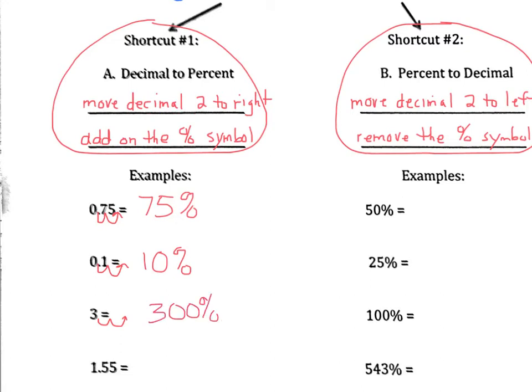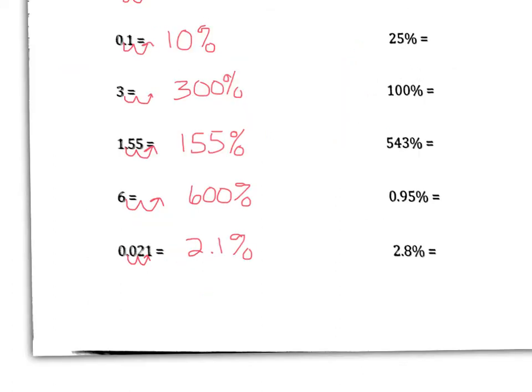Alright, you try the next 3. So pause the video and try the next 3. Okay, here are the answers. 155%, 600%, and 2.1%. I hope you got those right. Alright, let's do the other column.